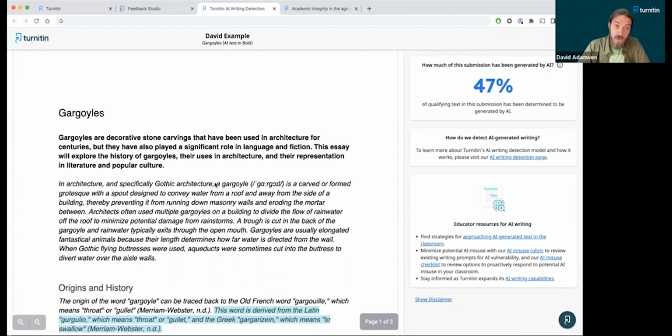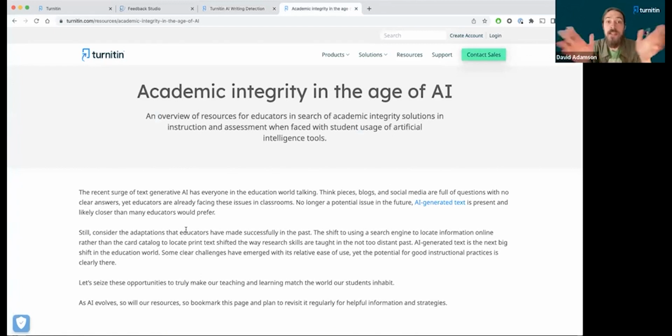So those are just a few ideas. We have lots more teacher tips here on our website under Academic Integrity in the Age of AI. That can guide you and your colleagues in having these discussions.